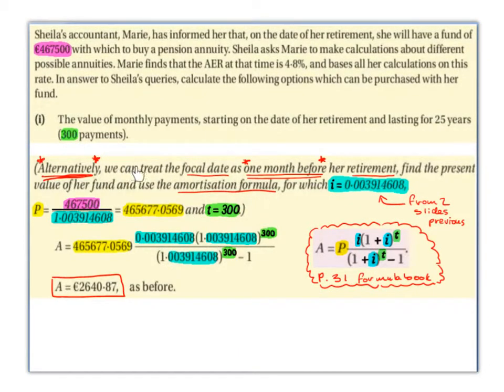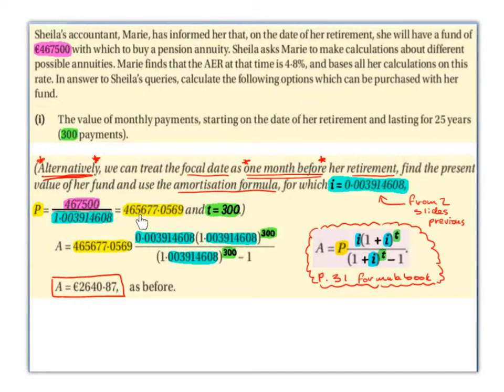Alternatively, we can treat the focal date as 1 month before her retirement. Find the present value of her fund and use the amortization formula, for which i is equal to 0.003914608. So we got this from 2 slides previous. So P is going to be 467,500 divided by 1.003914608. And this is really to the power 1, but obviously we can just leave it as it is.